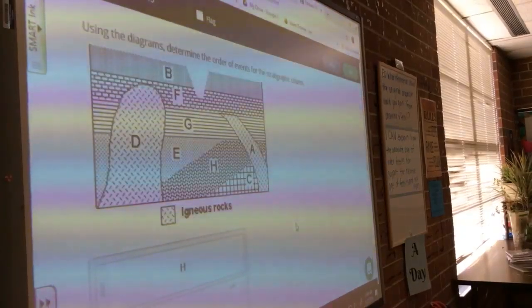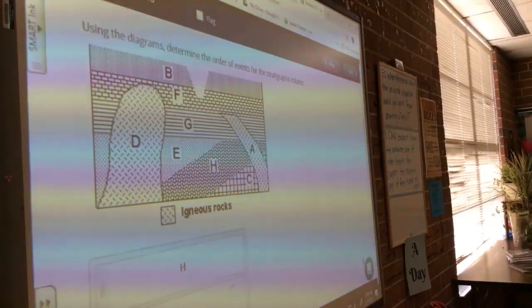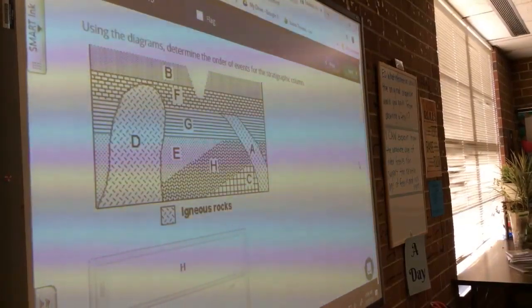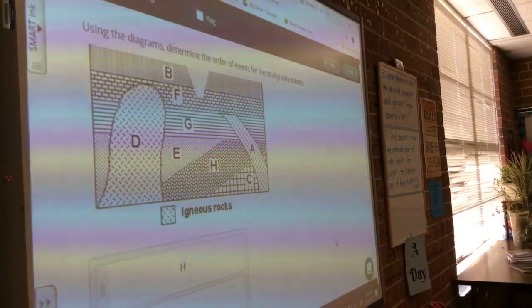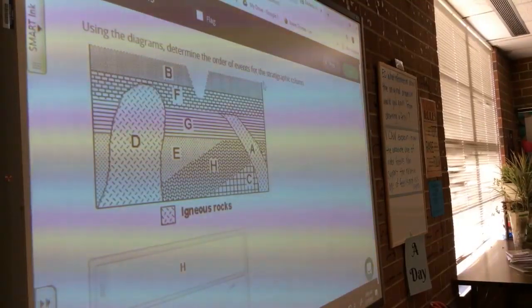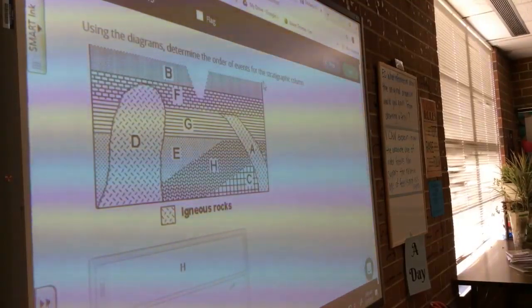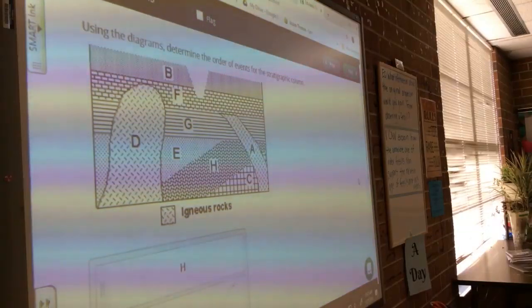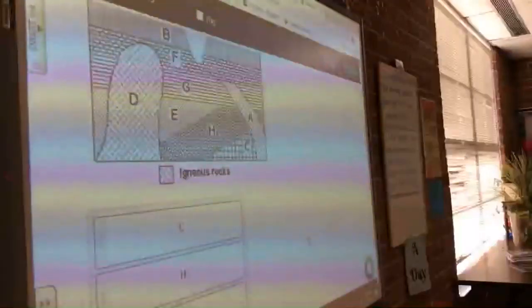All right, using the diagrams, determine the order of events for the stratigraphic column. There's that word, strata. So this one is the one I told you. Order of events means you start at the beginning, so the oldest. Which one is the oldest? It is C. Even though it's tilted, it's still the bottom layer. What's next? H. E. E's next.